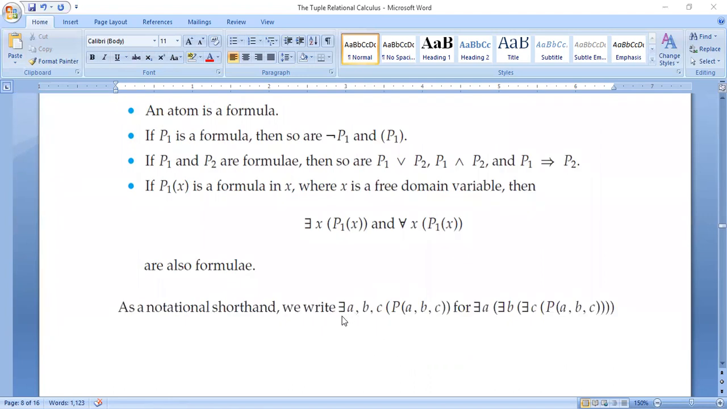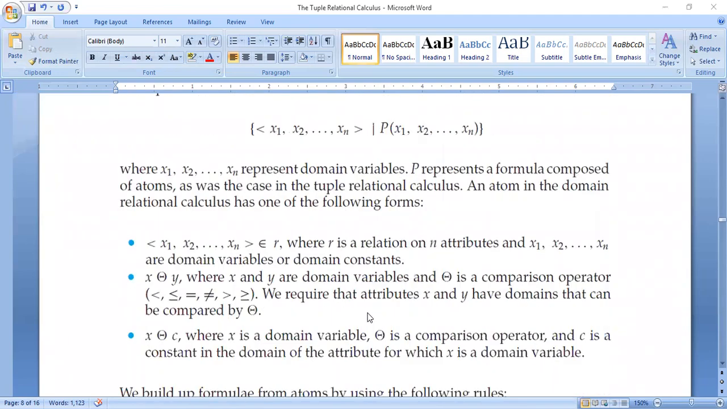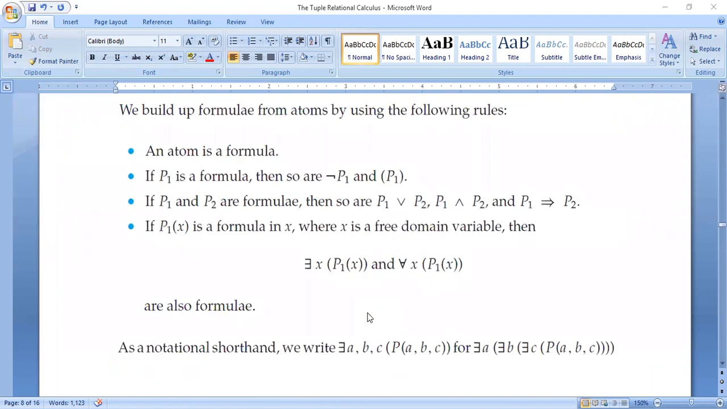Then if we use the existential quantifier with 3 different domain variables, we can use the existential quantifier symbol with each domain variable, or we can use one single existential quantifier and then separate all the domain variables with commas, which is also the correct form. So this was all about the definition of domain relational calculus. We will see some examples of the domain relational calculus in part 2 and part 3 of this lecture series. So thank you for watching.